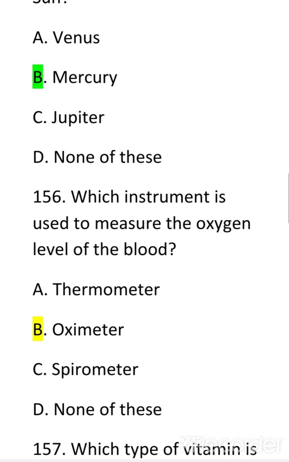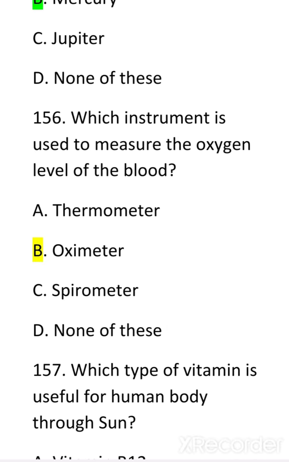Question number 156. Which instrument is used to measure the oxygen level of the blood? Option A, thermometer, B, oximeter, C, spirometer, D, none of these. Correct option is B, oximeter. A thermometer is an instrument that measures the temperature. A spirometer is an apparatus for measuring the volume of air inspired and expired by the lungs.